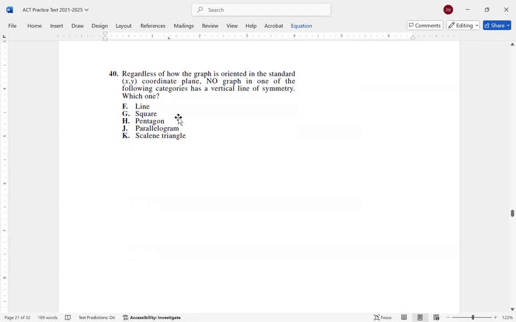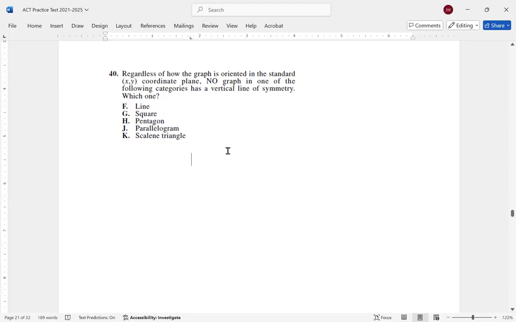Question 40. Regardless of how the graph is oriented in the standard XY coordinate plane, no graph in one of the following categories has a vertical line of symmetry. Well, if you look at this, a line has symmetry if you put it in the right direction. A square has symmetry if you put it in a right direction. A regular pentagon would have symmetry if you put it in a right direction. And a parallelogram will have symmetry if you orient it in the right direction.